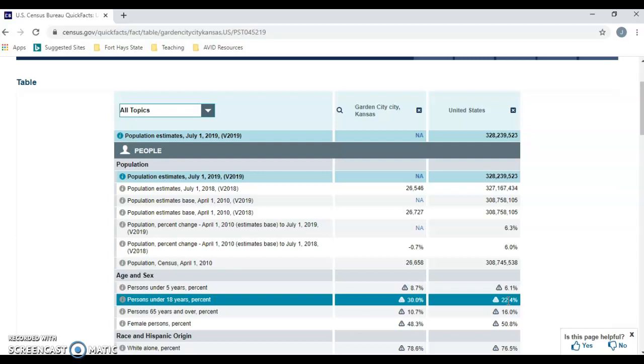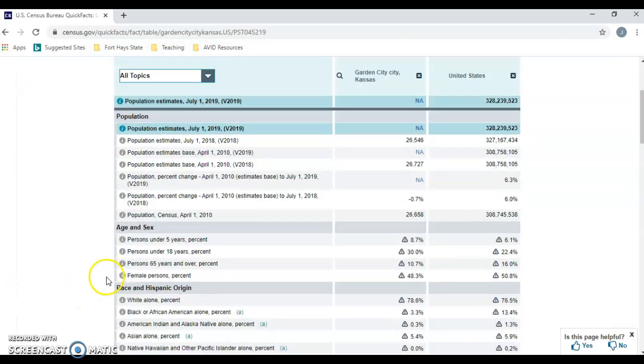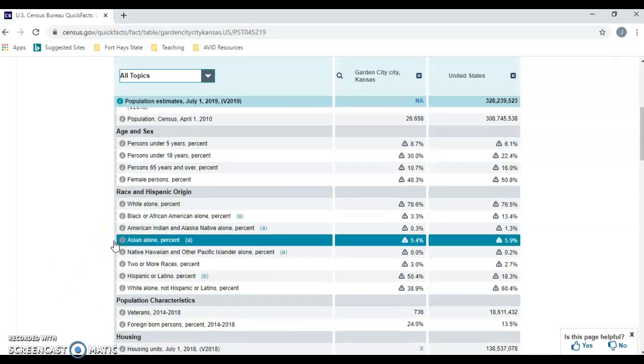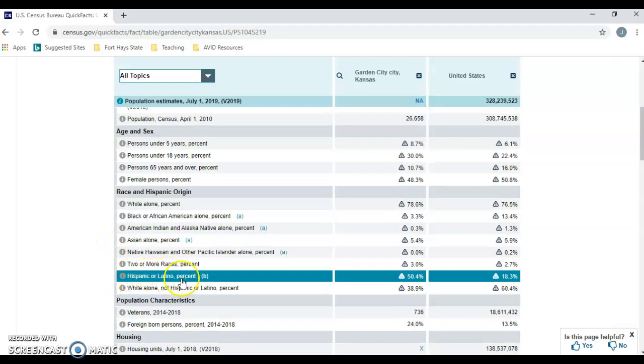What about the percentage of people that are Hispanic and Latino in our city? So the next column header seems to say race and Hispanic origin. I notice Hispanic or Latino percent, and it states that in Garden City we're at 50.4% in comparison to all of the United States at 18%. We can make the inference that we have a larger population of Hispanic or Latino origin.